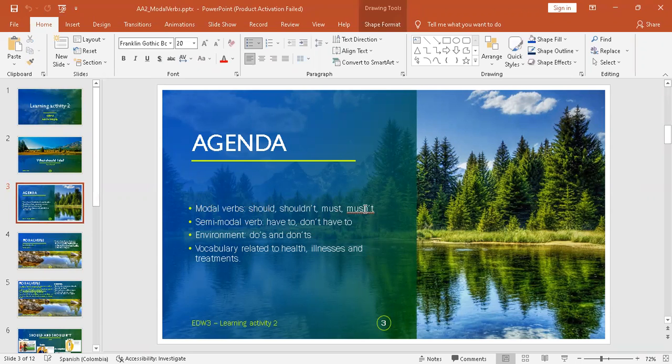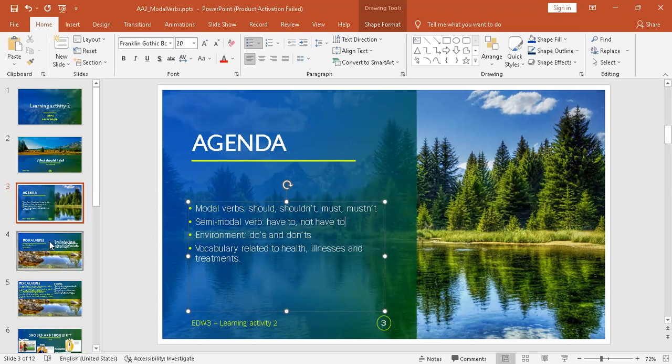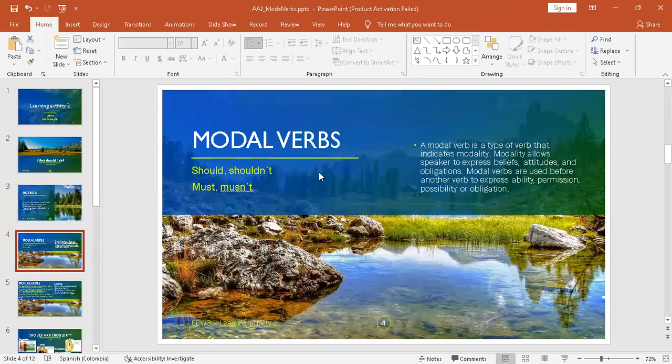Here we have a little mistake, mustn't. And as the semi-modal verb, have to or not have to. Here I conjugated it, but in infinitive it will be something like not have to. En su forma infinitiva sería not have to. Ahí como estaba conjugada. So let's begin with shouldn't, mustn't.